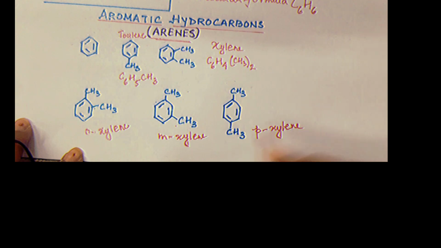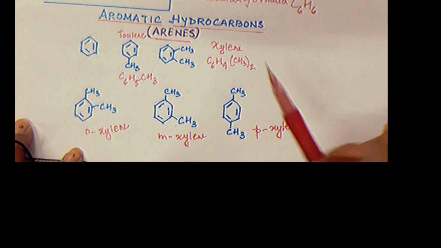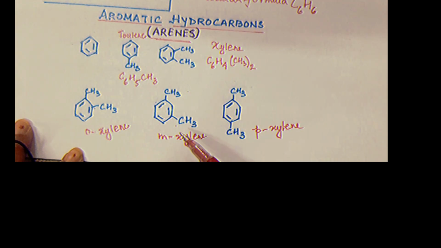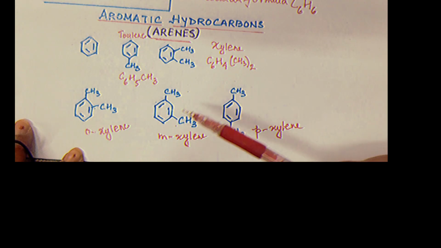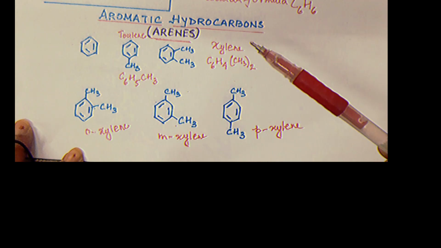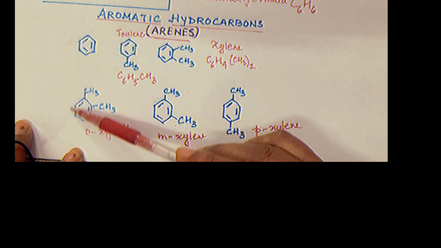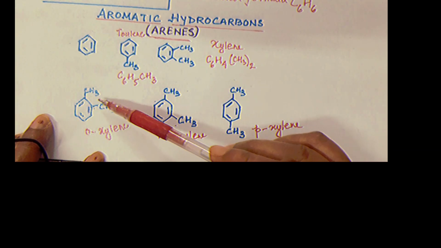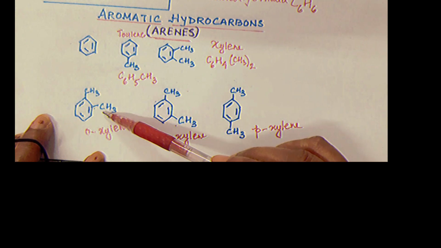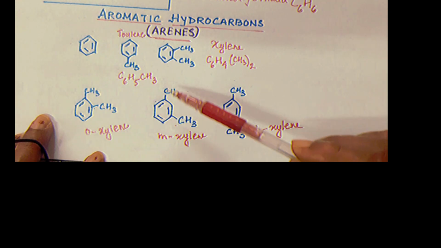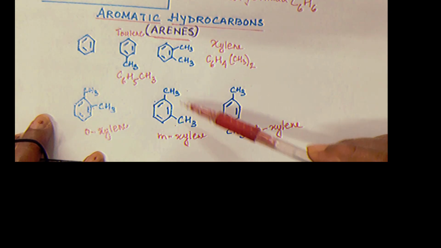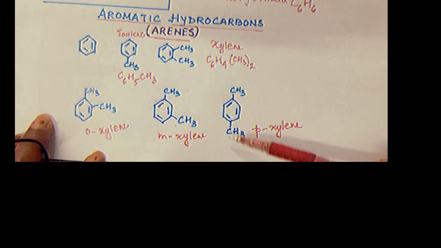Now, what do I mean by ortho, meta and para? Remember one thing, ortho, meta, para, these are all common names or trivial names. These are not IUPAC names. The IUPAC name of this compound is 1,2-dimethylbenzene. This is 1,3-dimethylbenzene, and this is 1,4-dimethylbenzene.